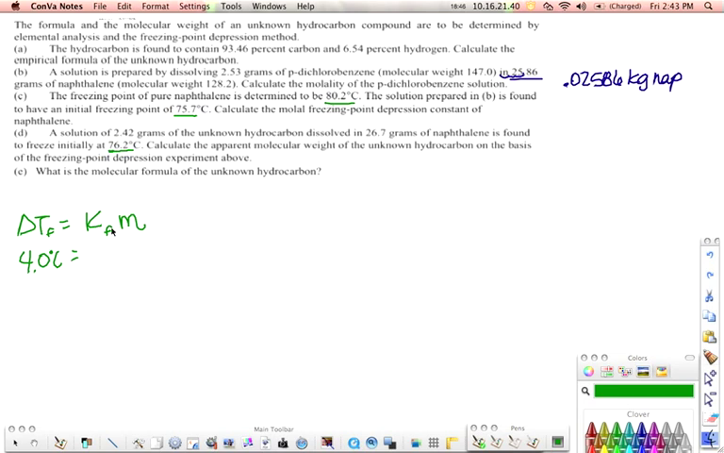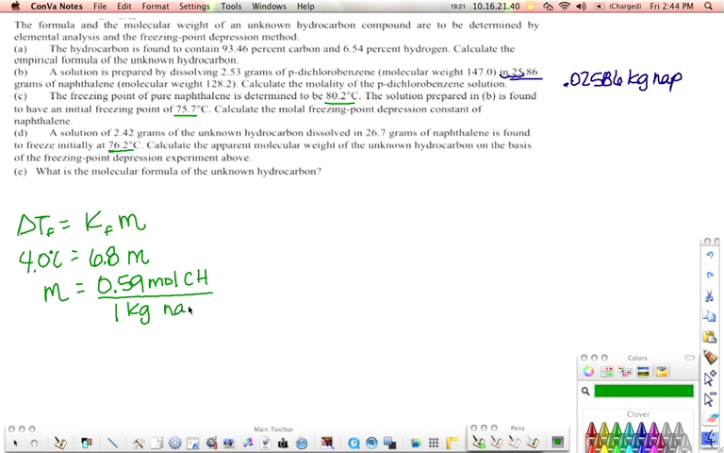We know the freezing point constant. It's the same as what we calculated in the last question of 6.8. We don't know molality, so solve this for molality, and molality is going to equal 0.59. Keep in mind the units on molality are moles of, in this case, the unknown hydrocarbon, I'm just going to call it CH, over 1 kilogram of, are we still dealing with naphthalene here?